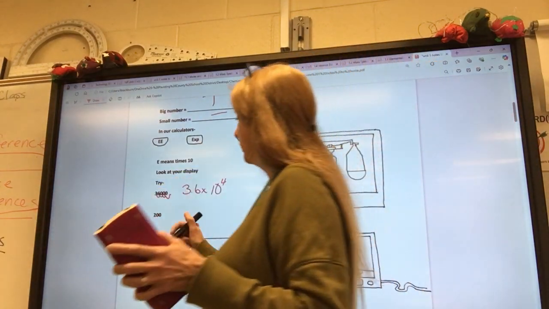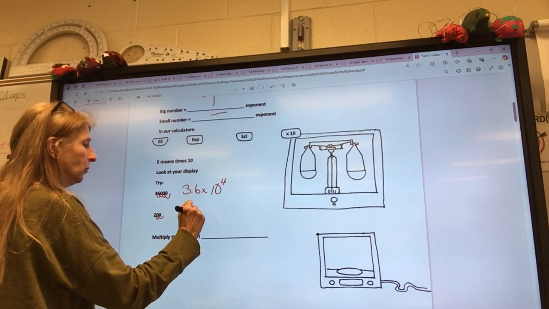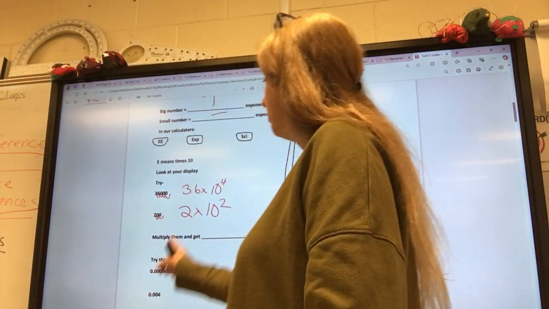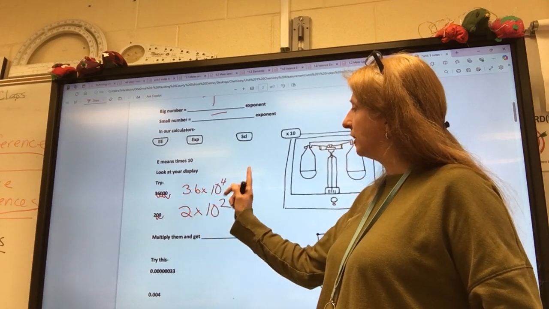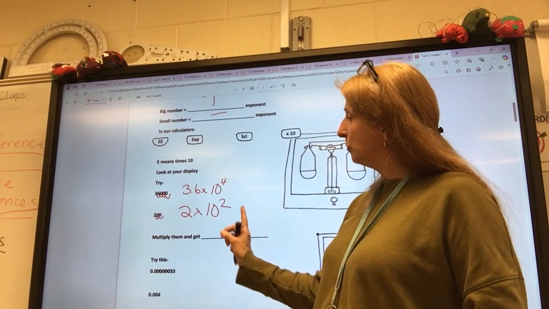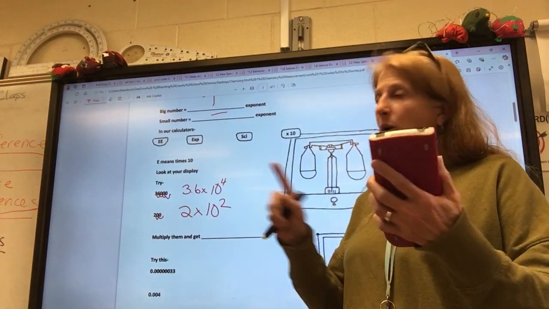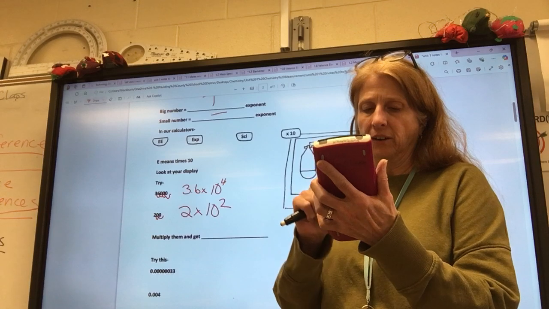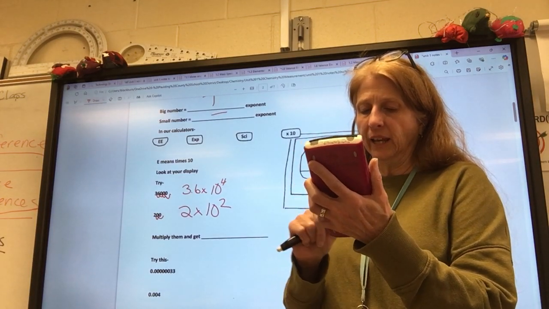Okay, so now let's do this one. This one is 1, 2. So this is 2 times 10 to the 2nd. Now I want you to put both of these numbers into your calculator, multiplying them. Do 3.6 times 10 to the 4th, which will be 3.6 E4 times 2E2, and see what you get for the answer. Multiply these two numbers together. So I'm going to put mine in again, 3.6 EE4 times 2 EE2.